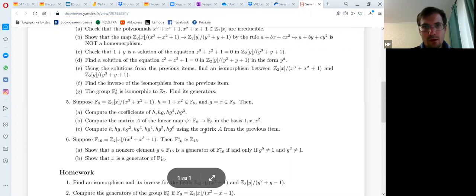And now we need to compute the matrix A of the linear map psi in the basis. And what is psi? I didn't catch.